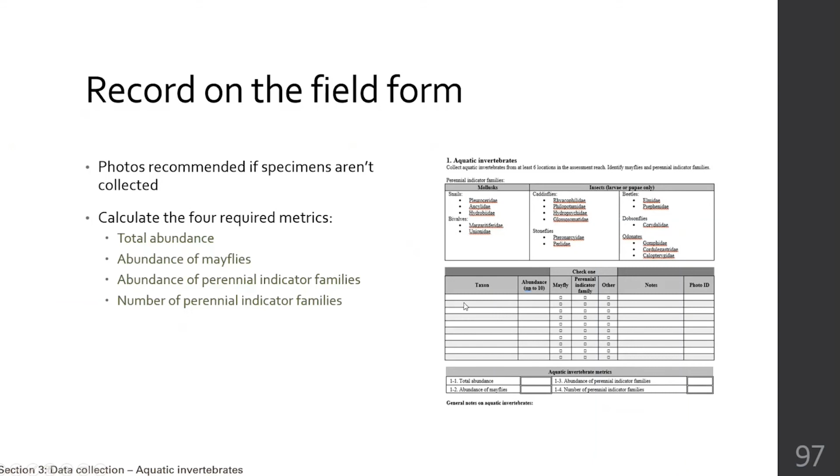When you record them on the field form, we have a reminder of what families count as perennial indicators. You write the name of every taxon, you estimate its abundance, or you tally its abundance up to 10, and then you check, is it a mayfly? Is it a perennial indicator? You can't be both. The rest will be something else. And then you want to calculate the metrics that are used in the actual SDAM: total abundance, abundance of mayflies, abundance of perennial indicator families, and number of perennial indicator families. Photos, again, are recommended if you're not collecting organisms.